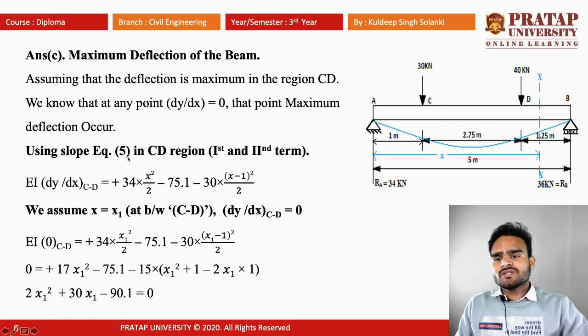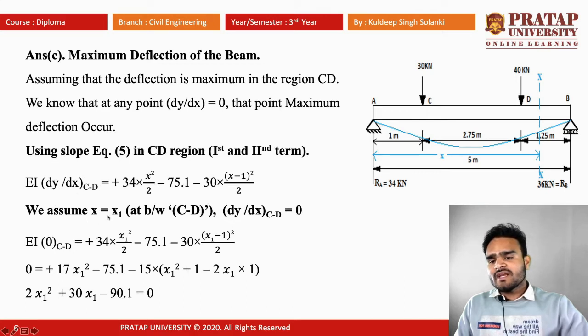Using equation number 5, which is the slope equation. In the CD region, we are considering only the first and second terms, due to the reaction and due to the 30 kilonewton force. This is our slope equation between the C to D region, first and second term.